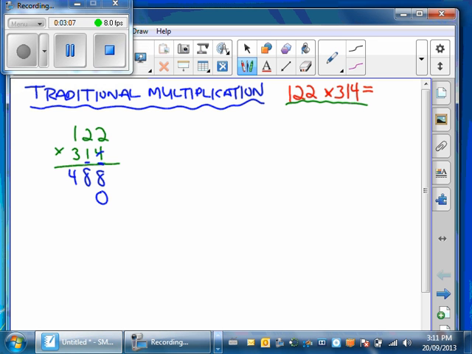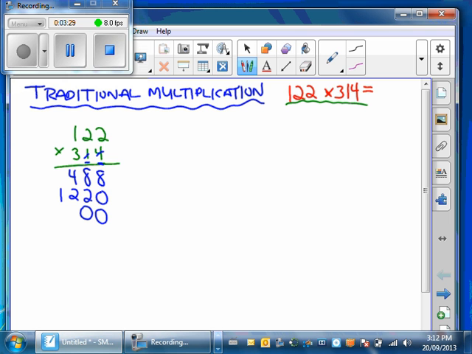1 times 2 is 2. 1 times 2 is 2. And 1 times 1 is 1. Now we're finished with the tens column, and we're finished with the ones column, so we need to put in 2 zeros for the columns that we've completed. So now we're on to the hundreds column.